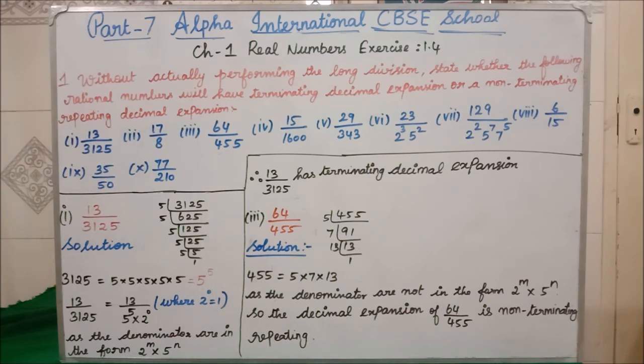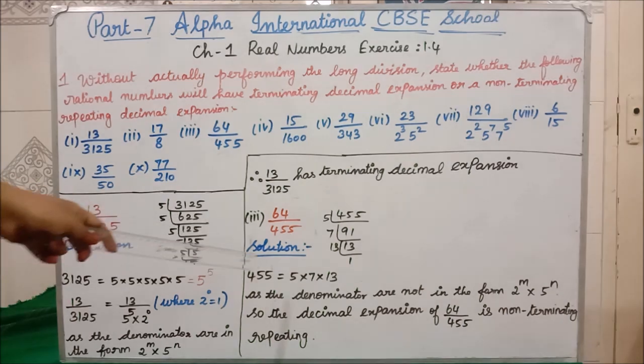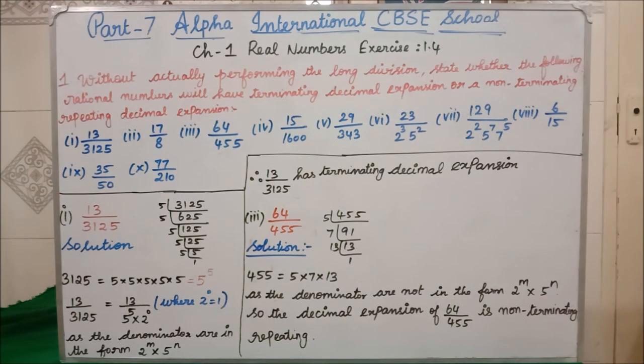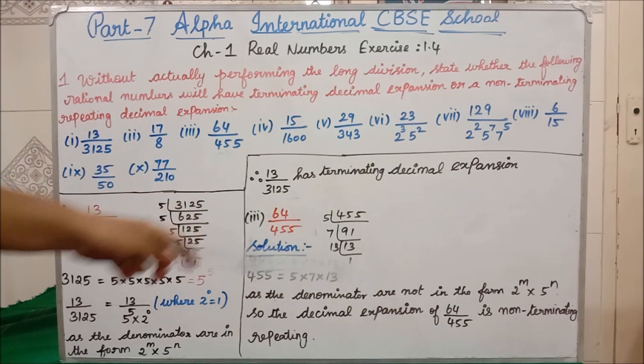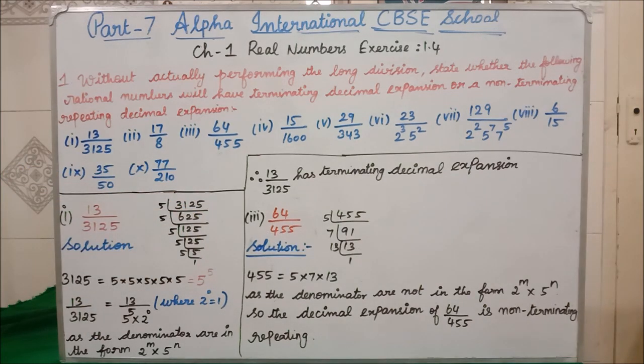64 divided by 455. Okay, now you will see the solution. What I told you: no need to see the numerator part. Only we have to see the denominator part. So 455, we are doing the prime factorization. When we do it, we are getting 5 into 7 into 13.